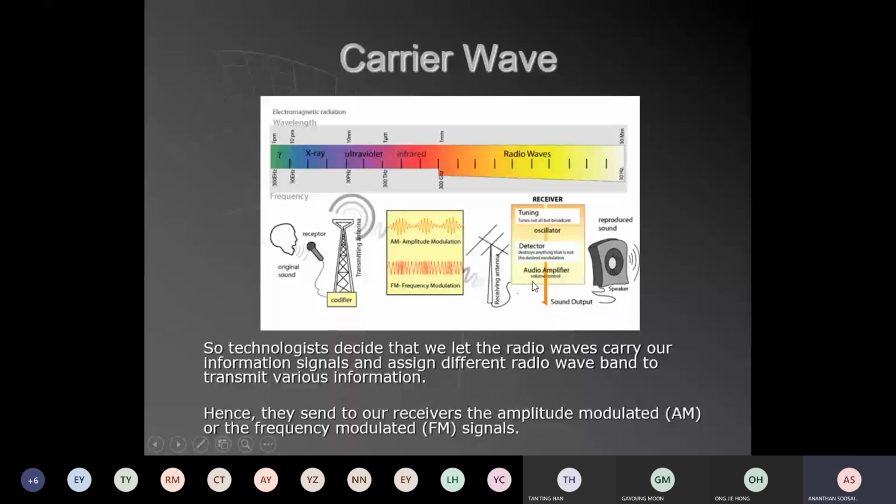So the technology said, because the frequency produced by each human being is around the same, if you air it, interference is going to happen. Therefore, we need to have different frequencies. When A sends a signal, maybe one frequency, and when C sends a signal, a different frequency, to avoid interference.